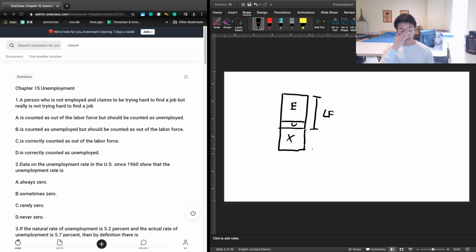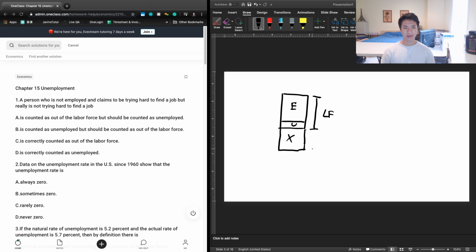And so looking at the answer choices, we see a person who is not employed and claims to be trying to find a job, but really is not trying hard to find a job. If they claim to be trying hard to find a job, maybe they are submitting paperwork or submitting for unemployment benefits saying that they are in fact trying to find a job and have been trying to find a job in the last 4 weeks, that would make them unemployed rather than not in the labor force. But if they're not really actually trying to find a job, then they're in reality not in the labor force because they're not trying to find a job in the last 4 weeks. And so what we would be looking for is the answer that says that this person is miscategorized as someone who is unemployed when they should be considered someone who is out of the labor force.